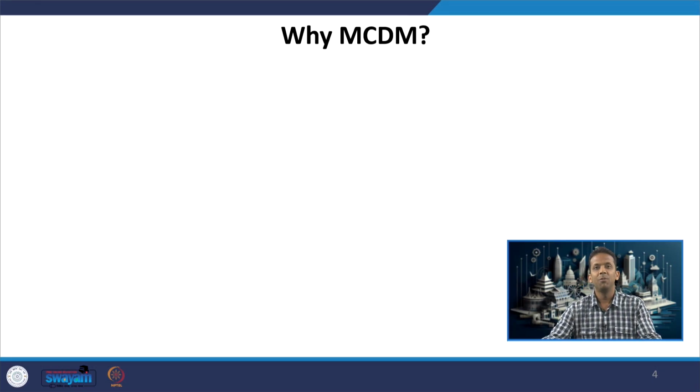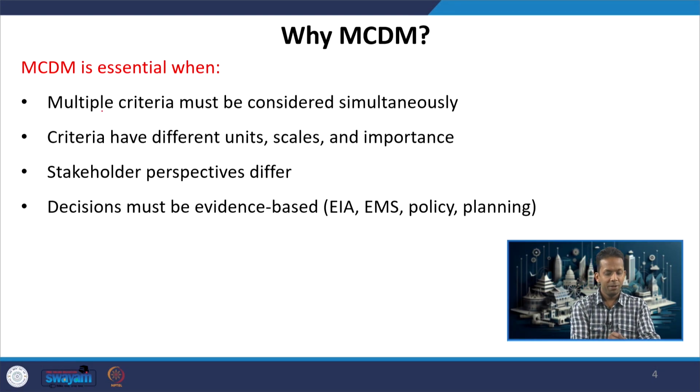So, why MCDM? It is essential when multiple criteria must be considered simultaneously. Okay. If we choose one criterion at a time and do the comparison, it is relatively easier. But if different criteria have to be accounted for simultaneously while finalizing the best set of alternatives, when we try to do it without some mathematical tool, it will be very difficult. So, these kinds of methods would be helpful in such cases.